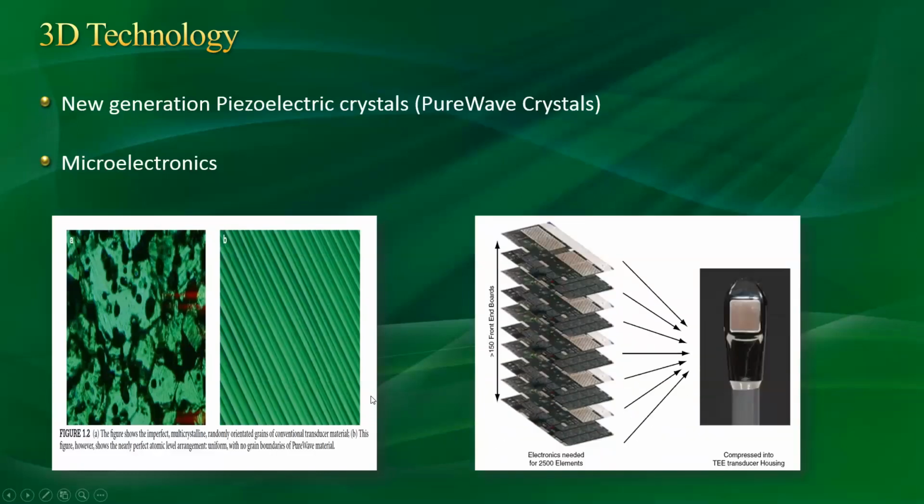Computer technology has helped us as well because we were able to condense or compress, for example, 150 microelectronics that carry between 2,500 and 3,000 of those microcrystals into a small footprint for the transthoracic and transesophageal echocardiogram probes.